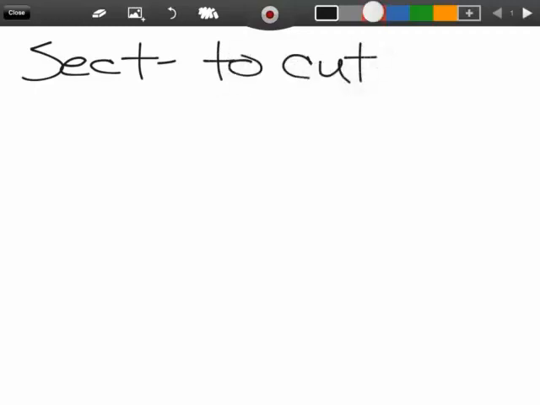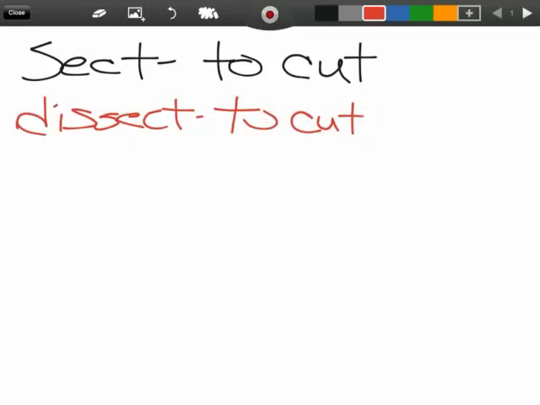Our first root is sect. And sect means to cut. I'm going to go ahead and give you two example words. One of them is going to be dissect. And dissect means to cut apart.